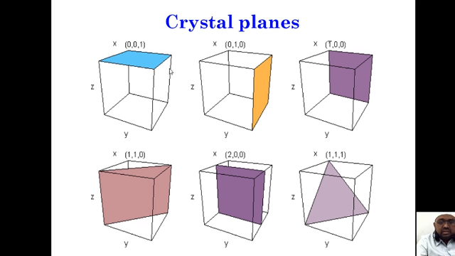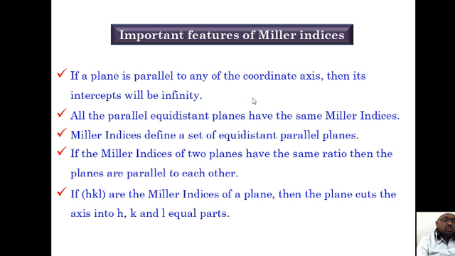So this is the geometrical picture of the plane, and these are the important things we need to remember while finding the Miller indices. Just now I told you in example 1: if a plane is parallel to any of the coordinate axes, then the intercept will be infinity, and all the parallel equidistant planes have the same Miller indices.